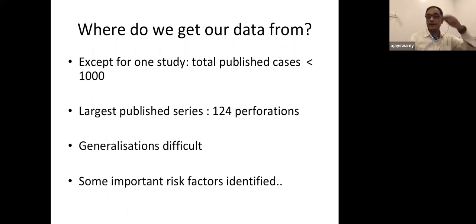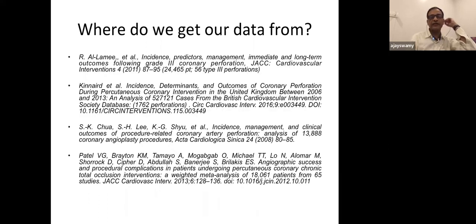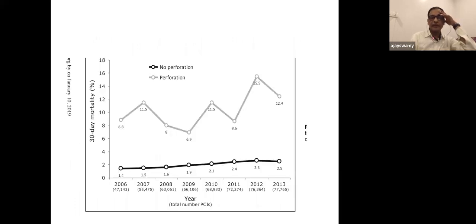Our data is limited: except for one study, the total number of published cases is less than 1,000, and the largest published series is of 124 perforations. So generalizations are very difficult because this is not a very common situation. However, some important risk factors have been identified, and these are the studies from where we get our data.